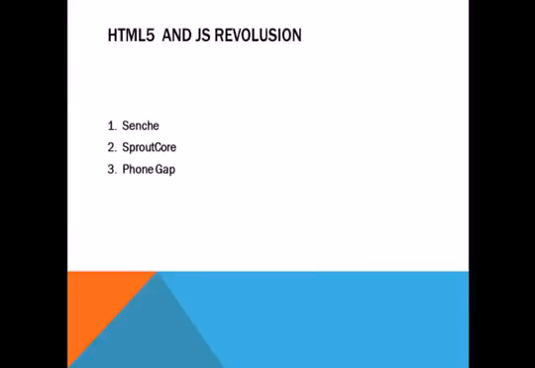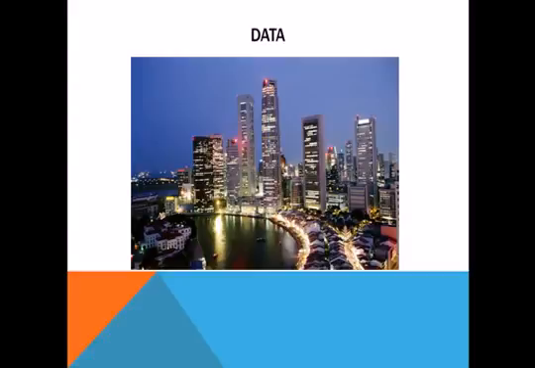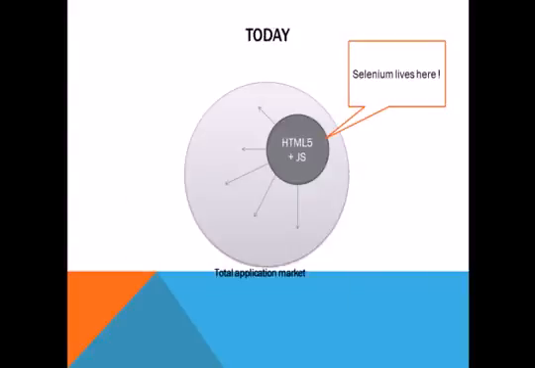And as you already know, HTML5 and JS evolution is already happening. For this, we already have PhoneGap and this kind of thing, and these are really dominating right now. And every day, data is increasing. A lot of millions of data are increasing in your database. So you have to find some way to automate your things to make it efficient. And today the architecture is still HTML5 and JS, and it is increasing, and our Selenium is living inside HTML5 and JS.